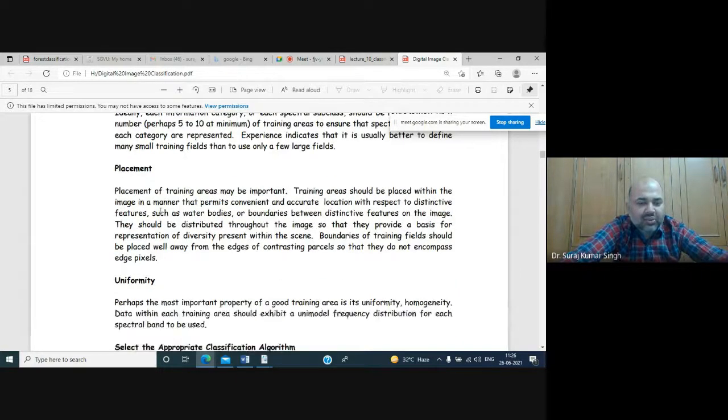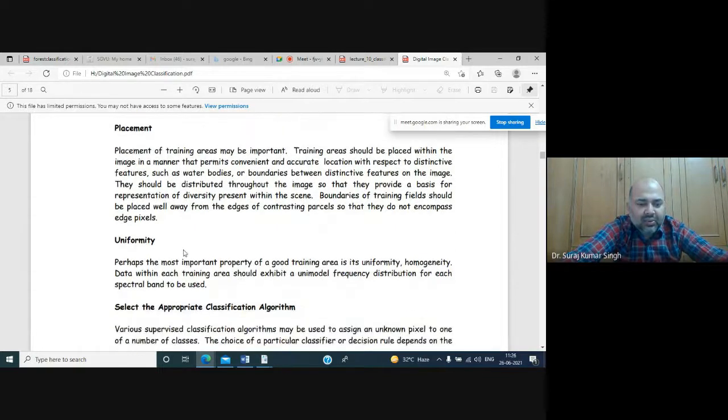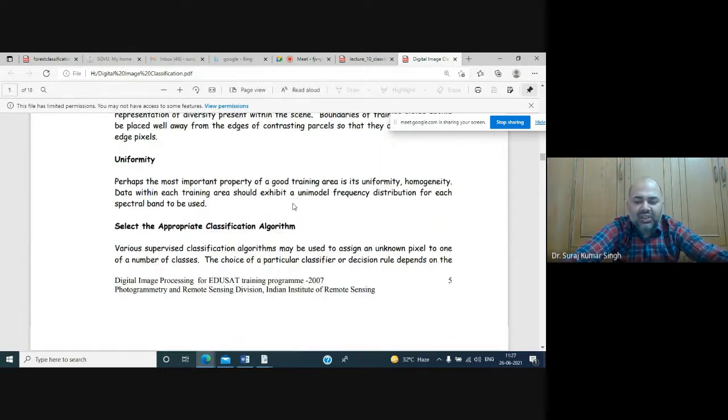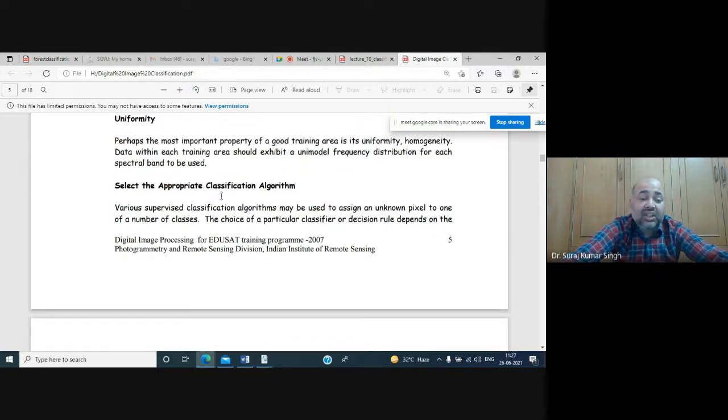Then placement and uniformity. These are the important things that you have to see when you are selecting the training sites or the training samples for the supervised classification technique. Now once you have taken the signature, the second technique that you have to use is the algorithm.